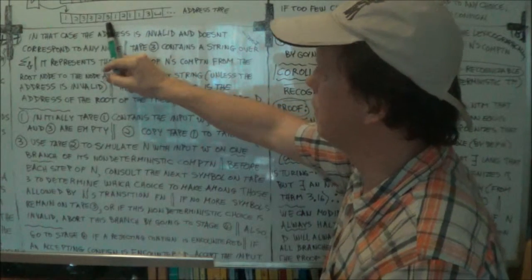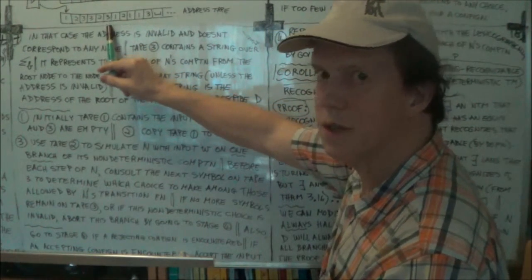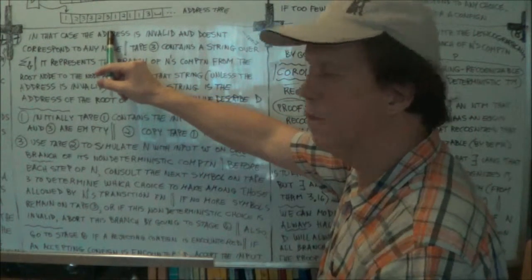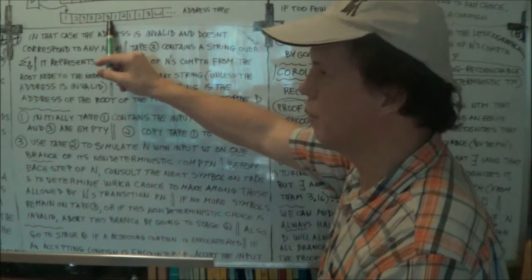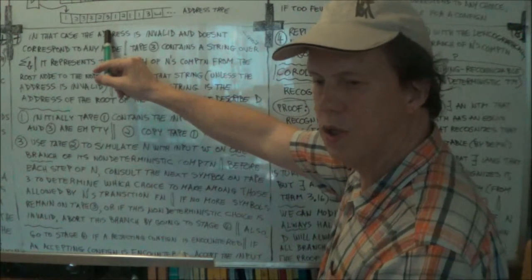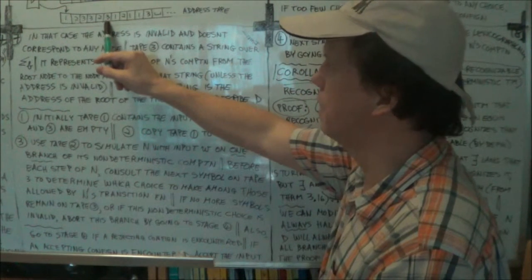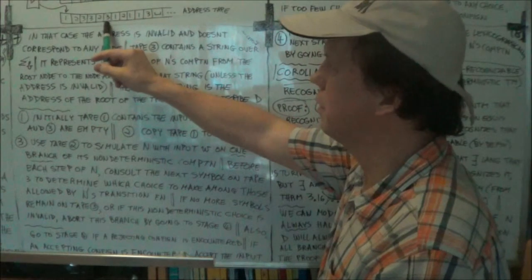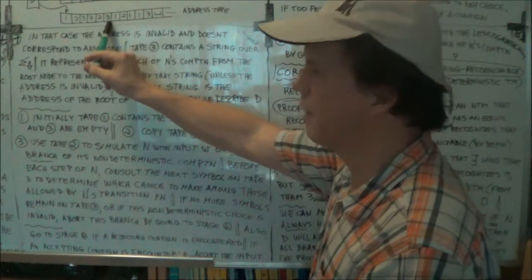You've got a 3 here, so it's asking you to take the third choice in the third. You look at the transition rule and it may only have two choices, but it's asking you to take the third one. Well, that makes that an invalid address.